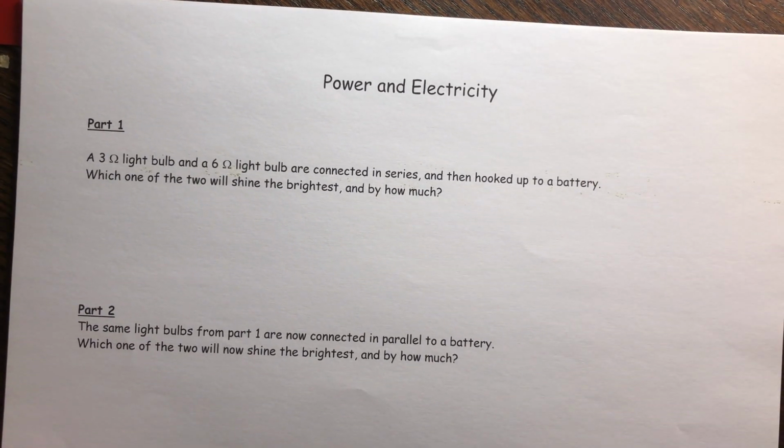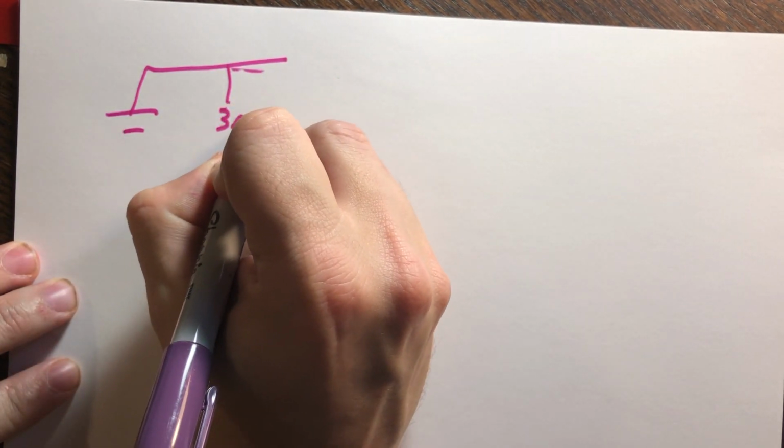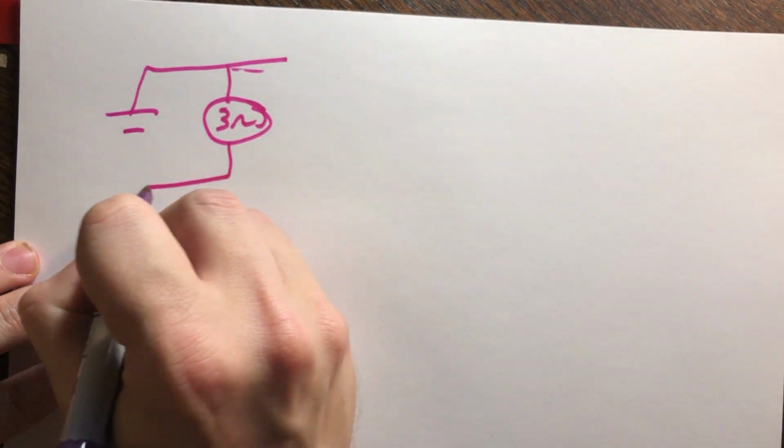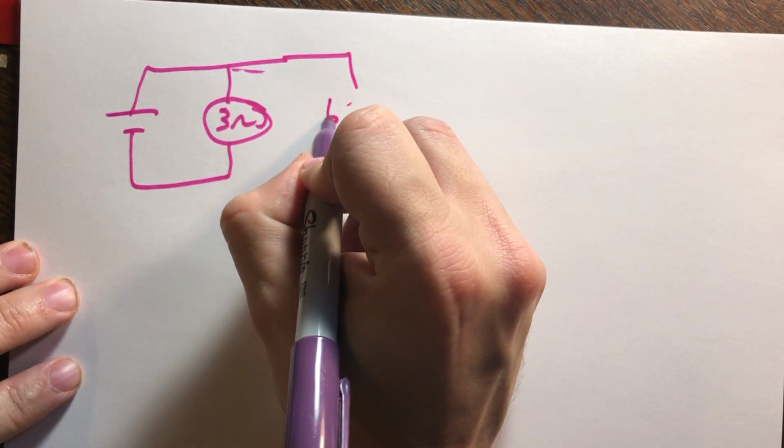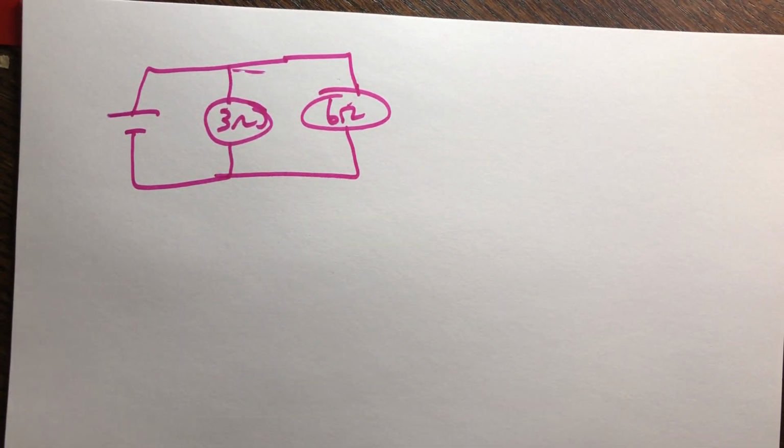That's not too bad. Now we come back and look at part 2. We have the exact same bulbs, resistors, but now they're in parallel instead of in series. So now we want to know which of the two is going to shine brightest. Let's draw that again and see what's different. We still have our same battery, but now we have a 3 ohm light bulb resistor and a 6 ohm, but now they are in parallel.